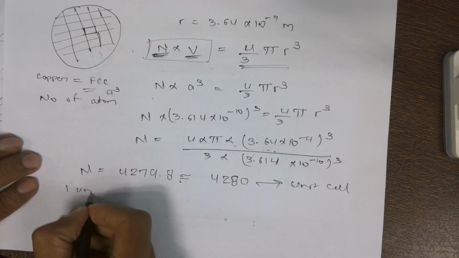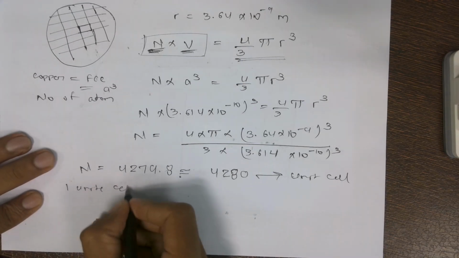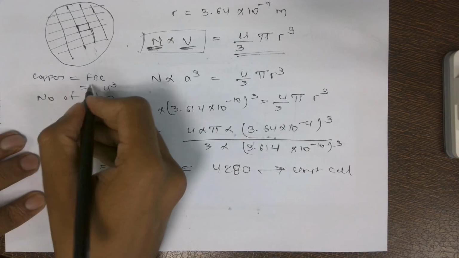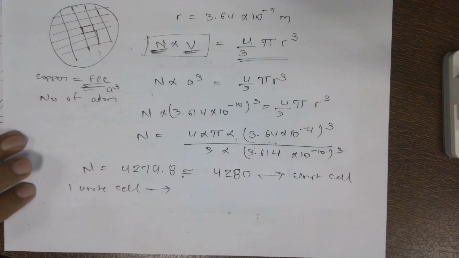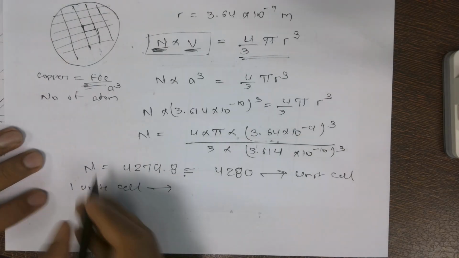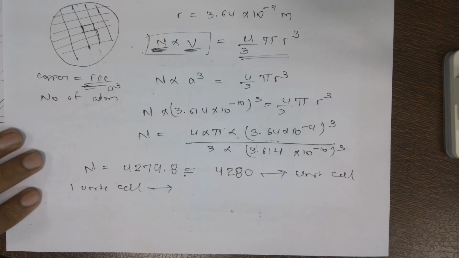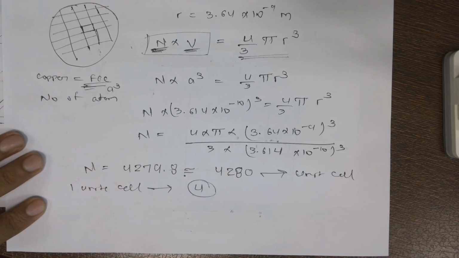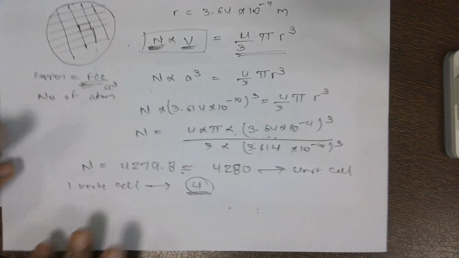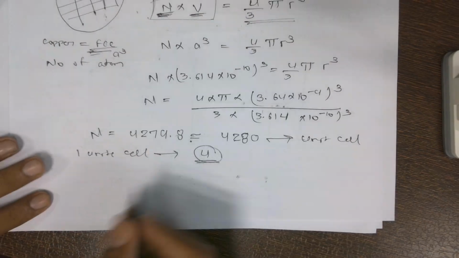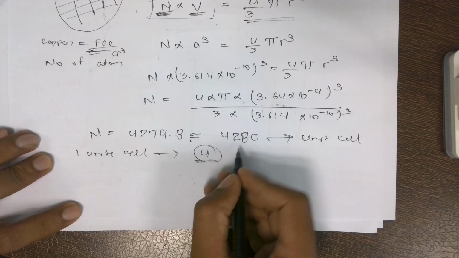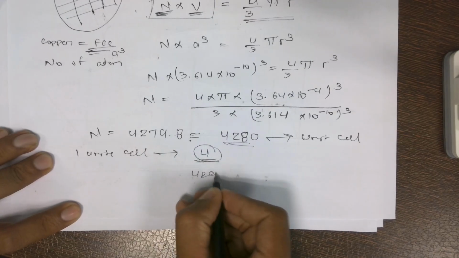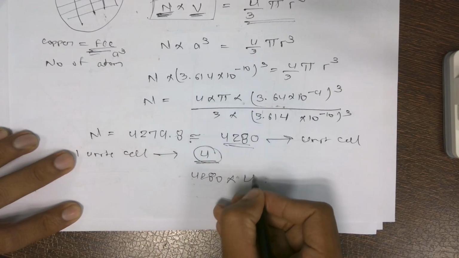In one unit cell, how many atoms for the FCC? Can anyone answer this? In one unit cell of FCC, how many atoms are there? It is 4. One atom will be at the corner, 3 atoms will be at the face center. So total we will get 4 atoms. So from here we can find the number of atoms corresponding to this many unit cells, which will be 4280 multiplied by 4.